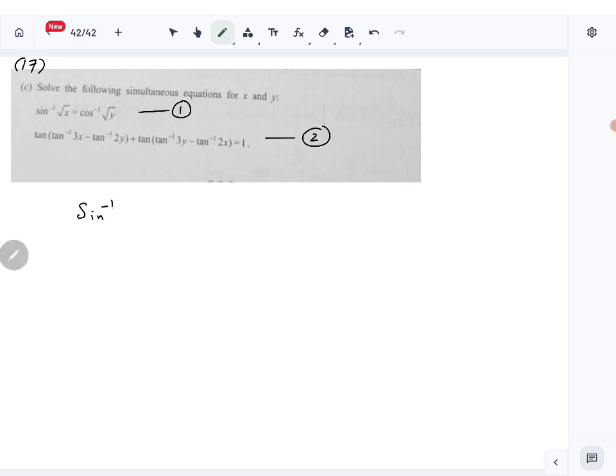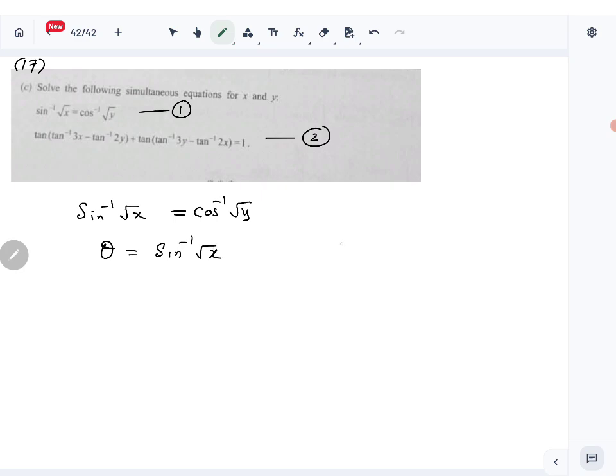Sine inverse root x is equal to cos inverse root y. So these are both the same angle. These are angles, inverses are angles. So this means sine inverse of root x is the same as cos inverse of root y. They both give you the same angle. So that angle, let's take as theta.